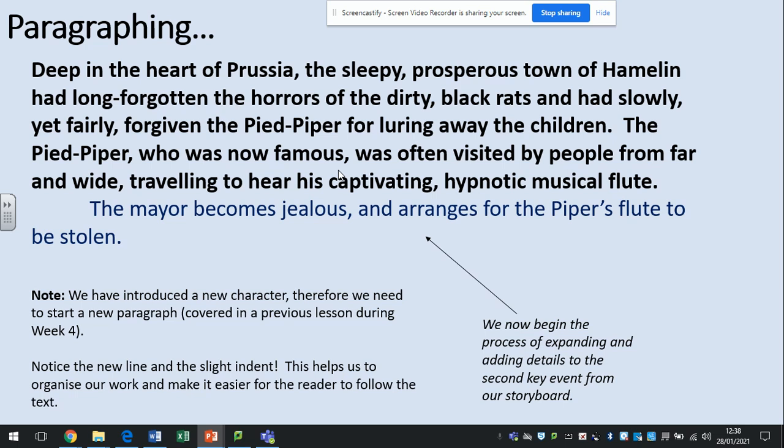So it might be: after a few months, comma, the mayor started to become jealous, full stop. That would be a conjunction used to develop the cohesion of your writing as you're working your way through, okay?